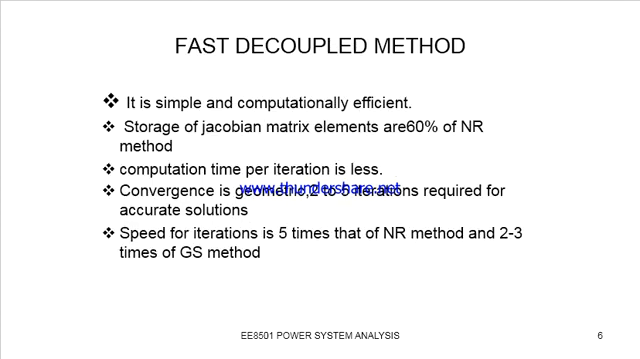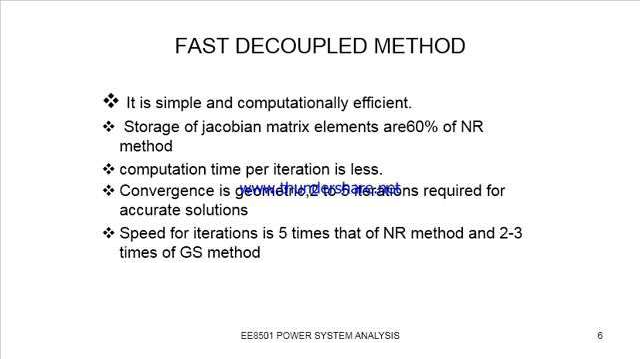Next, regarding the fast decoupled method, when compared to both the methods, it is simple, and computationally it is highly efficient. The storage of Jacobian matrix elements is 60% only, because we are eliminating two elements, and the computation time per iteration is also less. Convergence will be geometric, not linear or non-linear. It is geometric, that is, 2 to 5 iterations are required for accurate solutions.